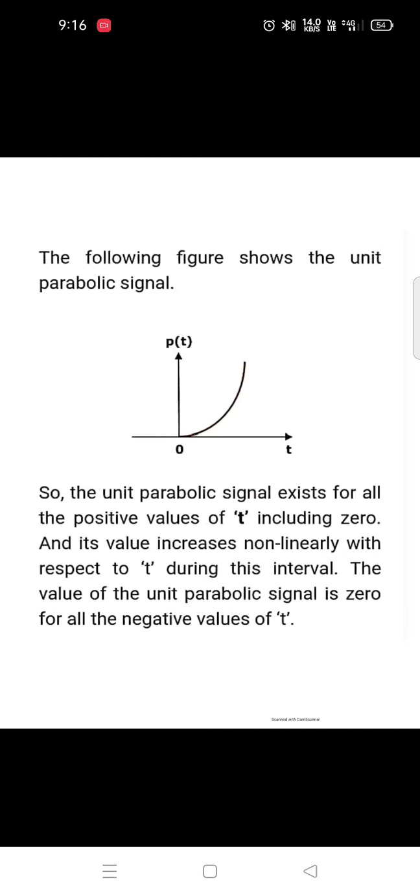Good morning students. So in the first lecture yesterday we studied some standard test signals and their responses, right?